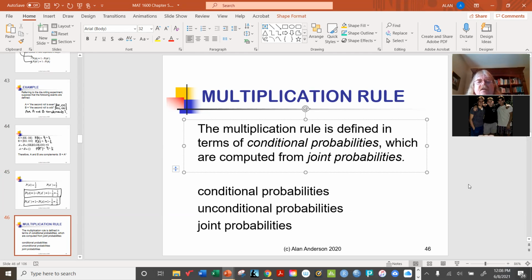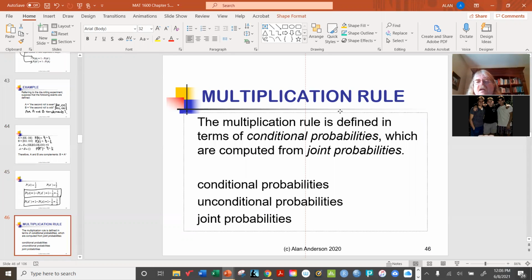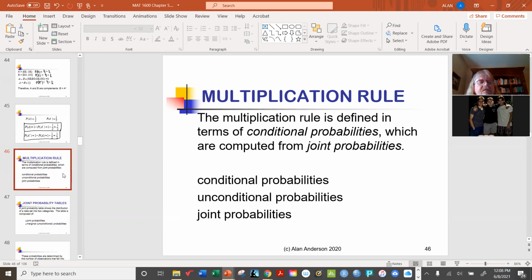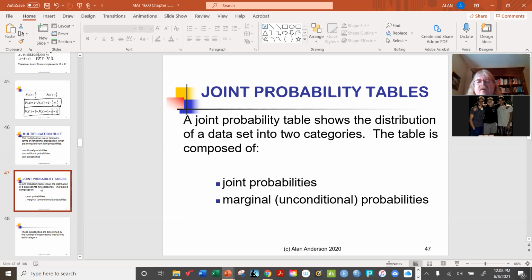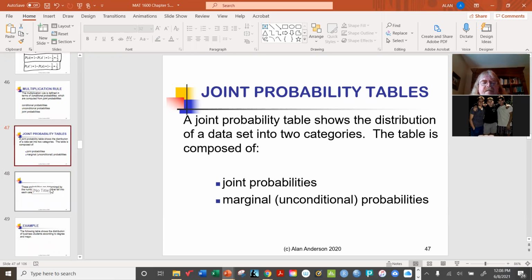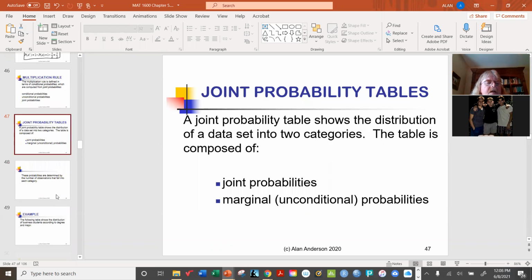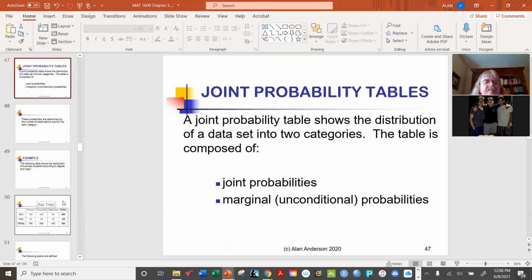Okay, so we need to go through now. In order to do this, I've created an example in which we have a table, and it's called a joint probability table. And basically, we've got a group of students that are broken up into 2 categories. Again, this will show us the joint and marginal or unconditional probabilities that we need to come up with our multiplication rule. All right, so let me show you the table.